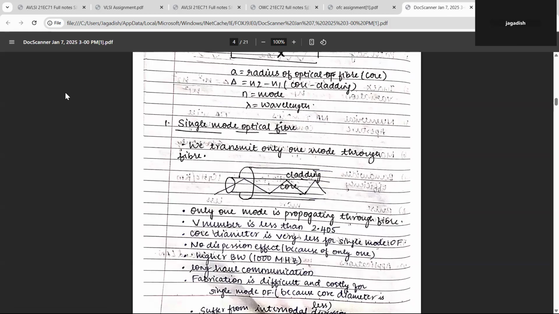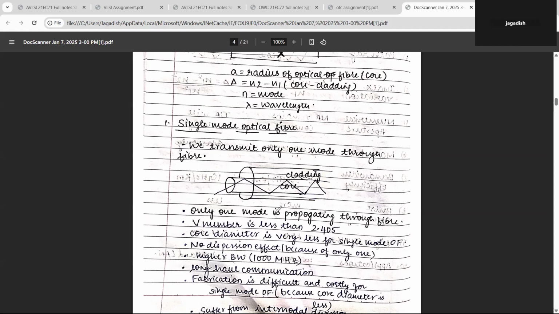There are many theory concepts in optical fiber. I need everyone to learn the theory concepts they are asking. Don't miss any part of whatever I'm teaching you. Single mode optical fiber means we transmit in only one mode. Draw this diagram: core, cladding. Only one mode is propagating through the optical fiber. So V number is lesser than 2.405. This you have to mention. Textbook points only we have written, so you have to remember this.